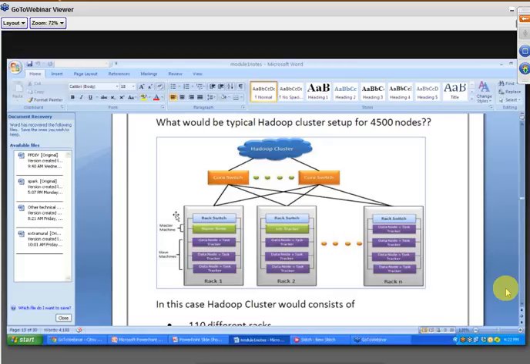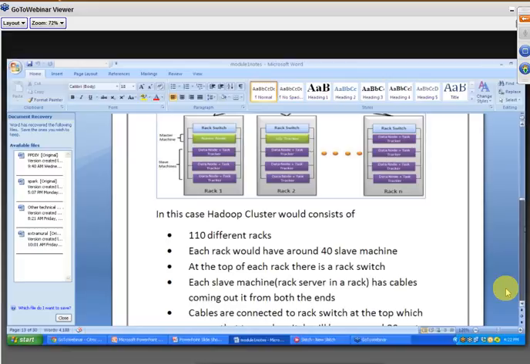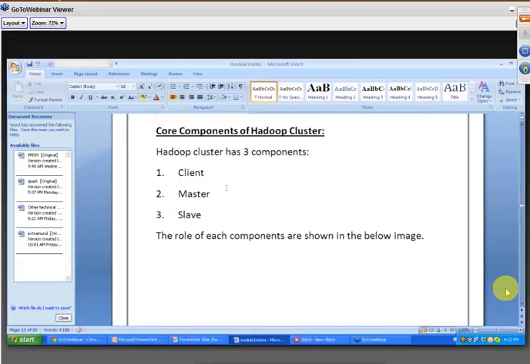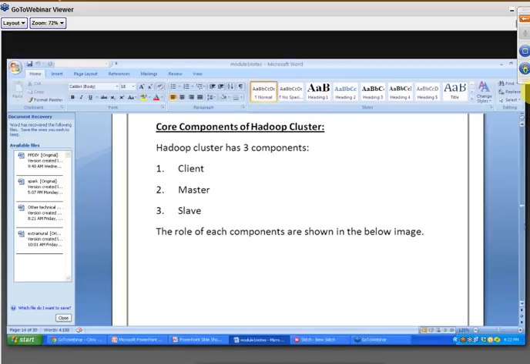I already told you that the Hadoop cluster works on the basis of master-slave architecture. In the master node, we have two daemons: name node and job tracker. In slave machines also daemons will be running: data node and task tracker, right? So this is the architecture of the Hadoop cluster. To make it more understandable, I have divided the cluster into three components: client, master, and slave.